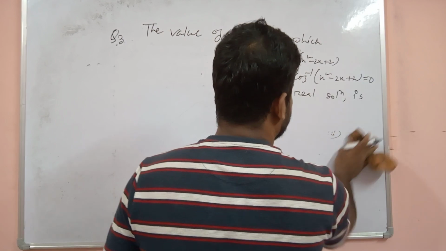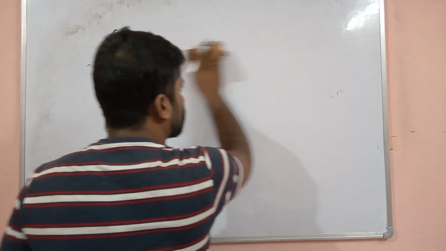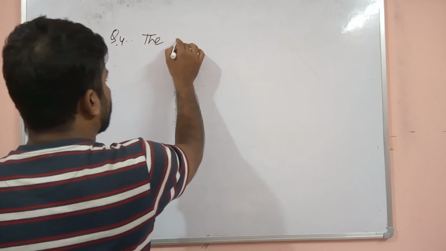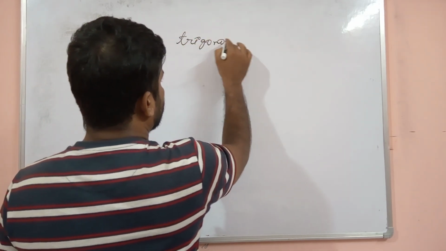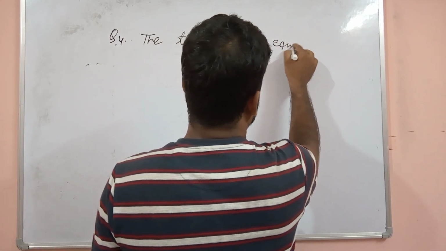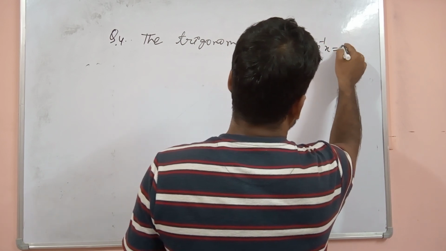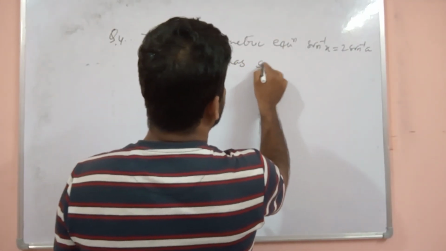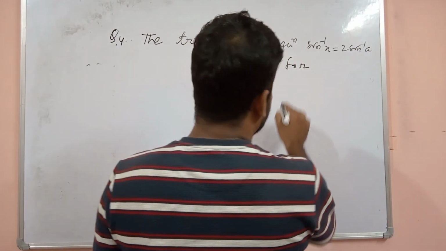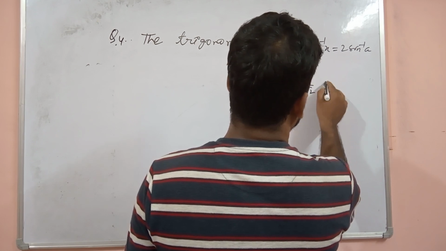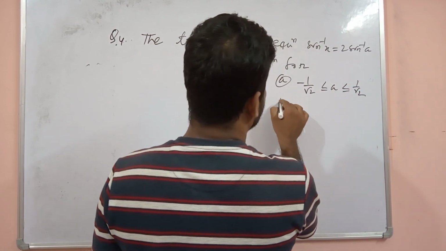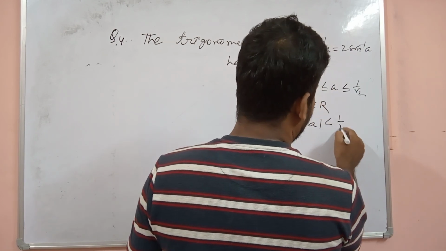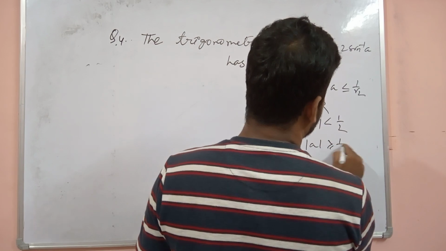Let's see question number 4. The trigonometric equation sine inverse x is equal to 2 sine inverse n has a solution for: if minus 1 by root 2 is less than or equal to n, less than or equal to 1 by root 2; and if n belongs to R; C is more than or less than half; and D is n greater than or equal to 1 by root 2.